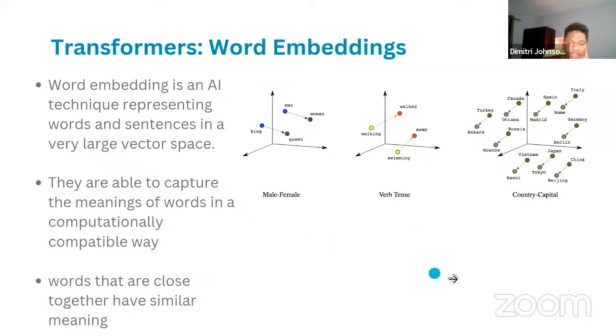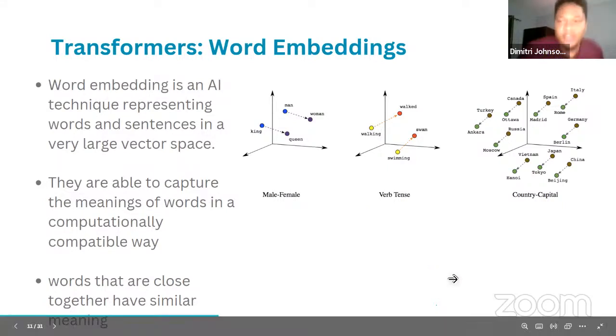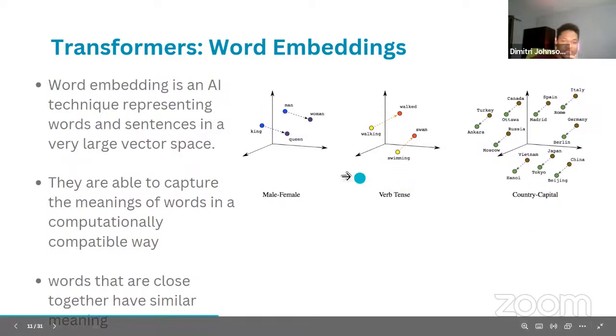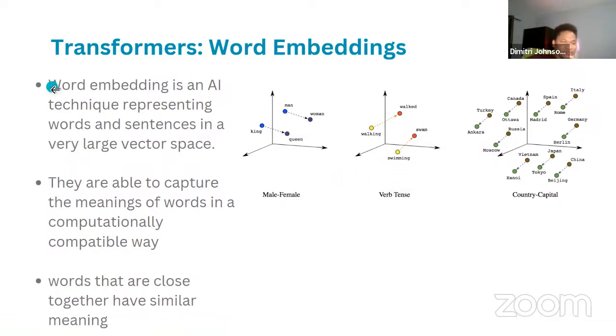Embeddings are what we call high dimensional vectors. High dimensional vector sounds very fancy, but it's not something you're unfamiliar with. It's really just a list of numbers, specifically floating point numbers. You're all familiar with that. And these are what we use to represent words, so they're able to capture the meanings of words in a computationally compatible way.